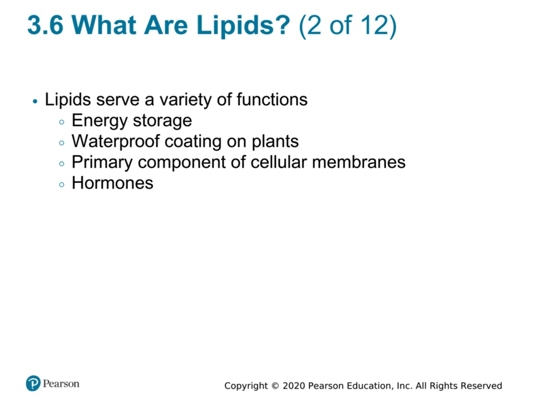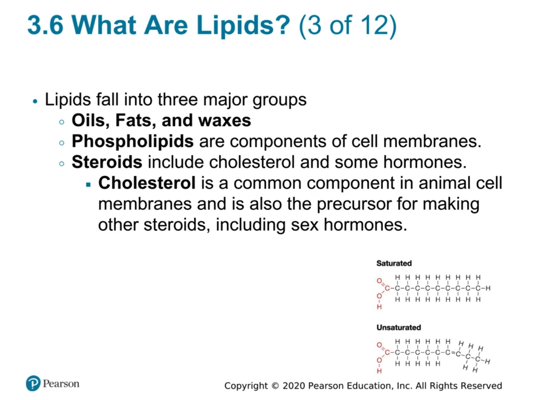And lipids, kind of like proteins, have a variety of functions. Energy storage is key, so they're kind of similar to carbohydrates. But lipids are for long term energy storage, whereas carbohydrates are for readily available energy use. We also have things like waxes that provide waterproof coating on plants. We have phospholipids that are the primary component of cellular membranes, and hormones, which are derivatives of cholesterol and examples of steroids.